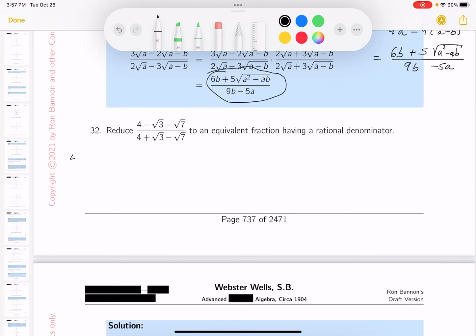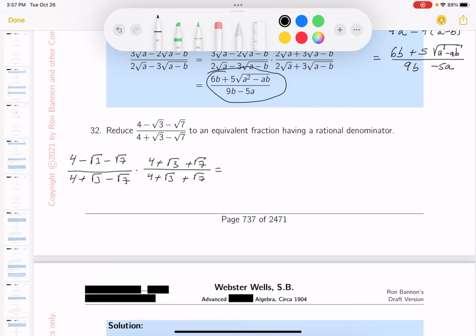So 4 minus root 3 minus root 7. And on the bottom you get 4 plus root 3 minus root 7. And again, I want to go through it in stages with you. All right? So I'm going to say, 4 plus root 3 plus root 7, 4 plus root 3 plus root 7. And yes, I know it's difficult. I want to carry this out for you, though.